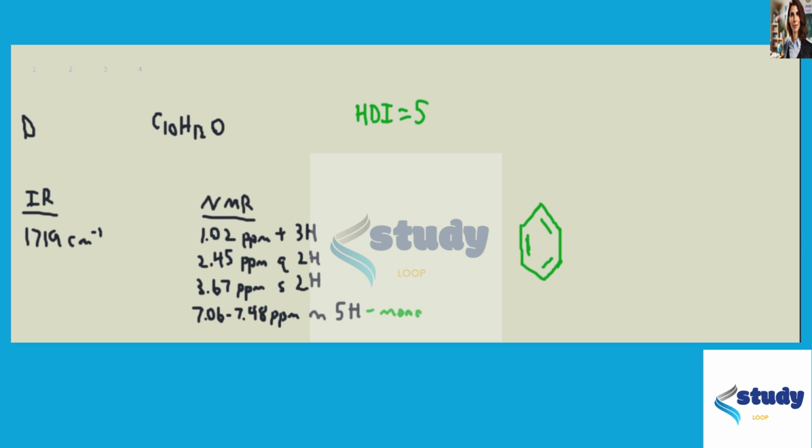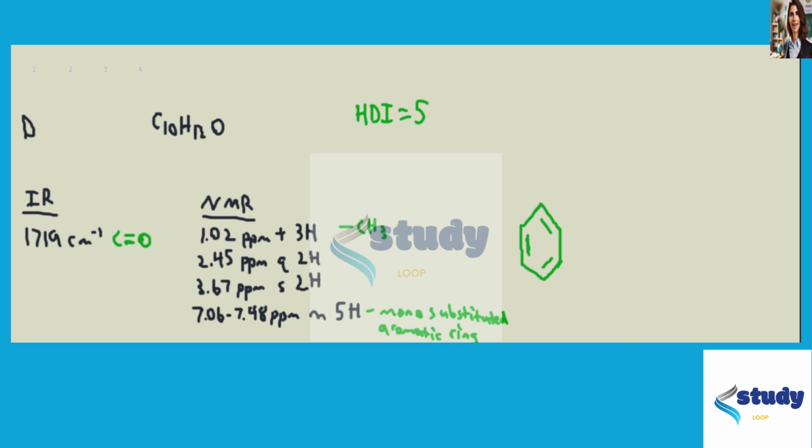So we'll say monosubstituted aromatic ring. And we know it's monosubstituted because the integration is 5. Okay, so our IR, once again, tells us that we have a carbonyl, carbon-oxygen double bond, and that's all it tells us. So looking at our NMR signals, the first signal, the 1.02 ppm triplet, integrates to 3. So this is a methyl group.